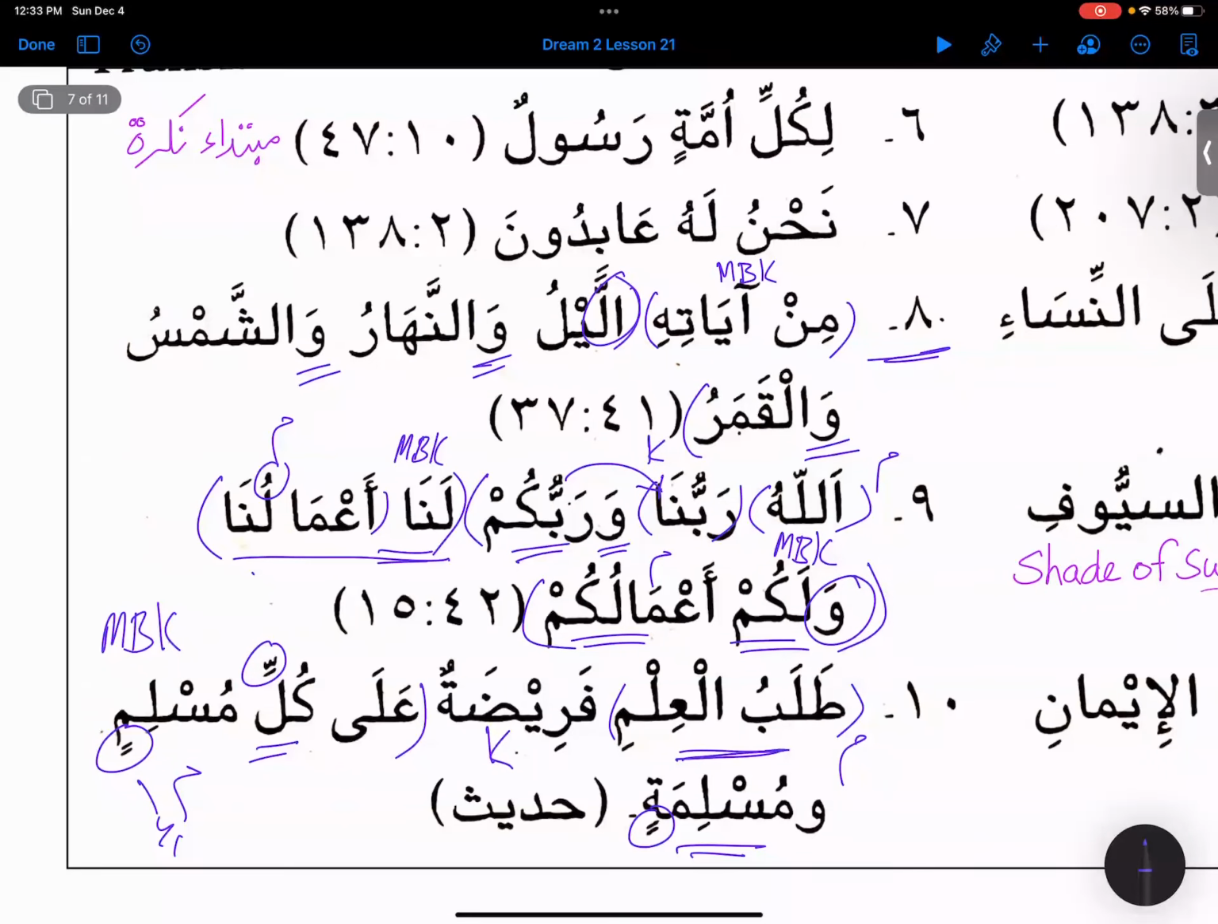Can you explain the Ala kulli Muslim, how it became MBK? Ala is harf jar, and kulli is harf jar also. So kulli became MBK. Is it majroor, you mean? Yeah, it's majroor. Okay, and then kulli is not kullin or kullun, it is kulli. Why? That's what's special. I want to know why. Special mudaf.